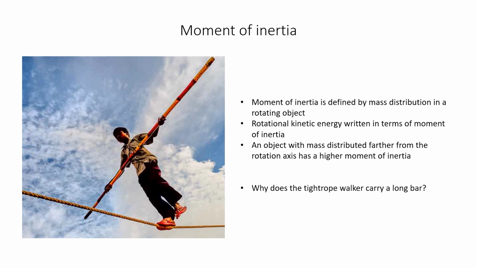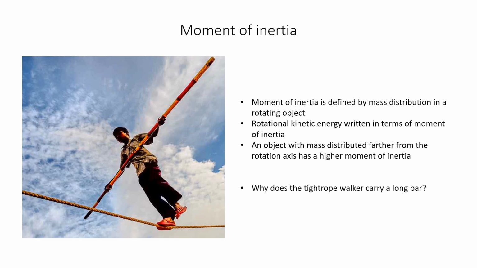Moment of inertia is a measure of the mass distribution in a rotating object. The rotational kinetic energy can be written in terms of the moment of inertia. An object with mass distributed farther from the rotation axis has a higher moment of inertia.